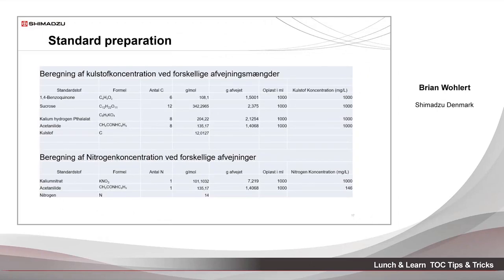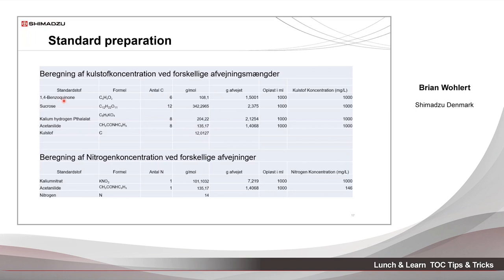One thing I see from time to time when I go to customers is they are weighing out the calibration substance in the wrong manner. Sometimes they weigh out the concentration according to the molecular weight of the substance. This is not correct. You should weigh it out according to the number of carbon in the substance you are weighing out. So always calculate it according to the molar weight of carbon.